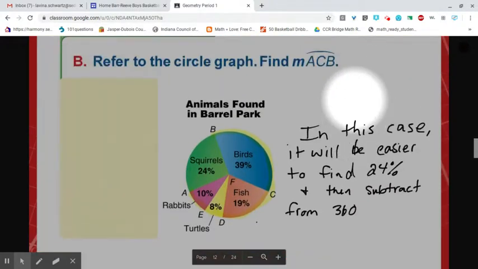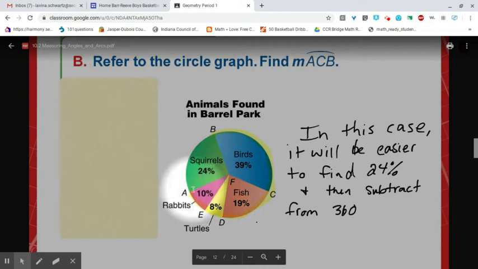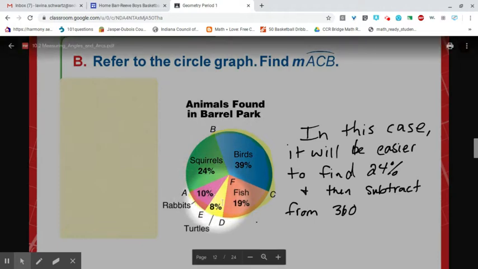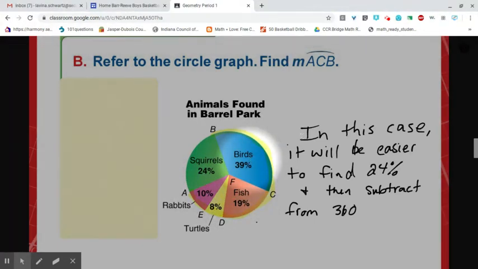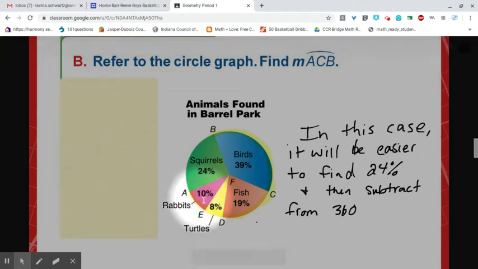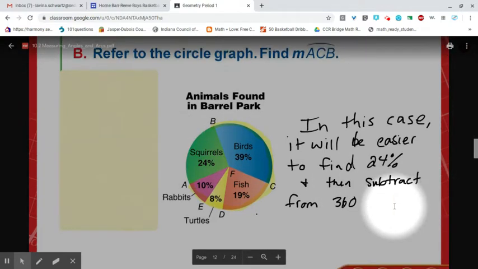Find the measure of ACB. So that's a pretty big chunk. So we've got 10, 8, 19, and 39%. In this case, it will be easier to find the 24% and then subtract from 360, wouldn't you agree? Instead of adding all of these up, just find out what this chunk is, subtract it from 360. So two different ways you can be doing that.